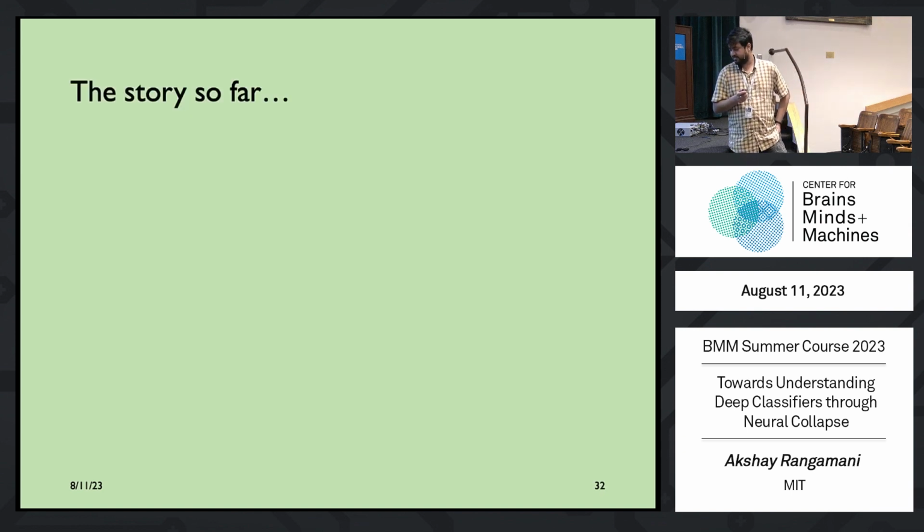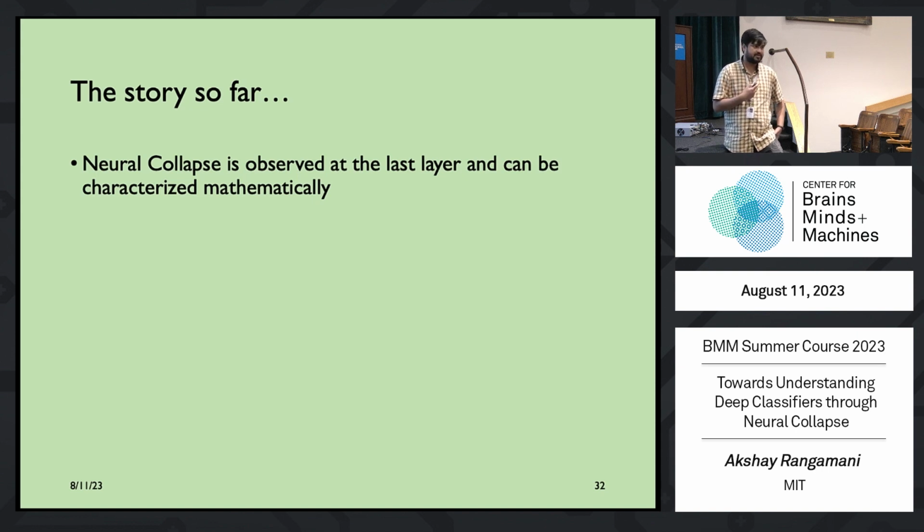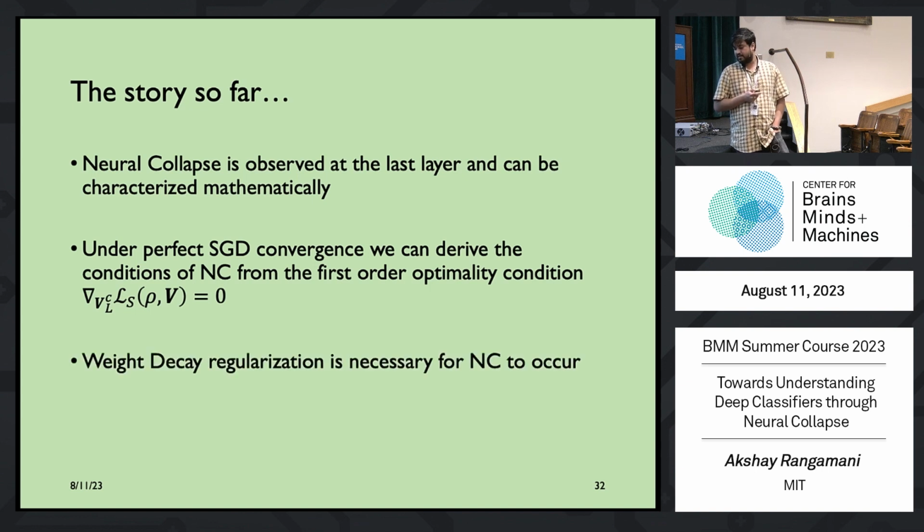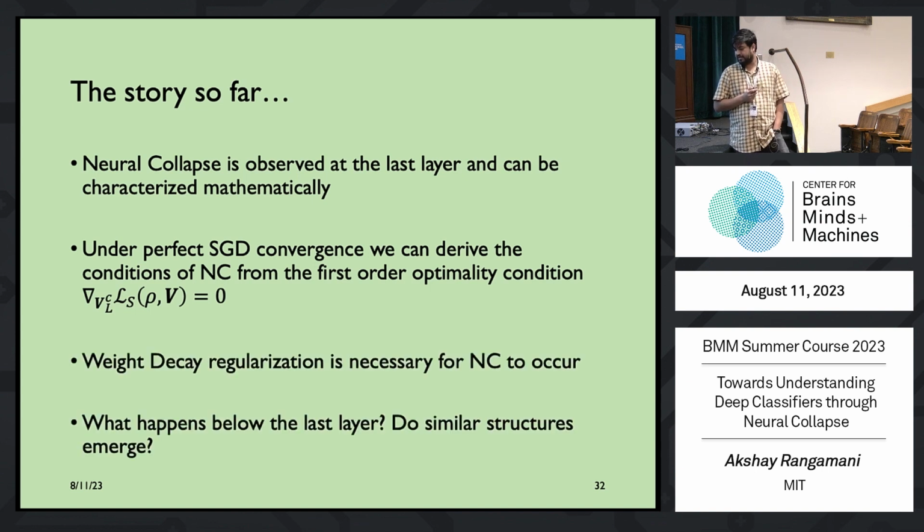Okay, so the story so far is that you can observe neural collapse at the last layer, and also show that it emerges as a consequence of just training deep networks using the square loss. I think there are other papers that show you can do this with cross entropy as well. And under perfect SGD convergence, we can show the conditions of neural collapse emerge from first order optimality, and weight decay is necessary.